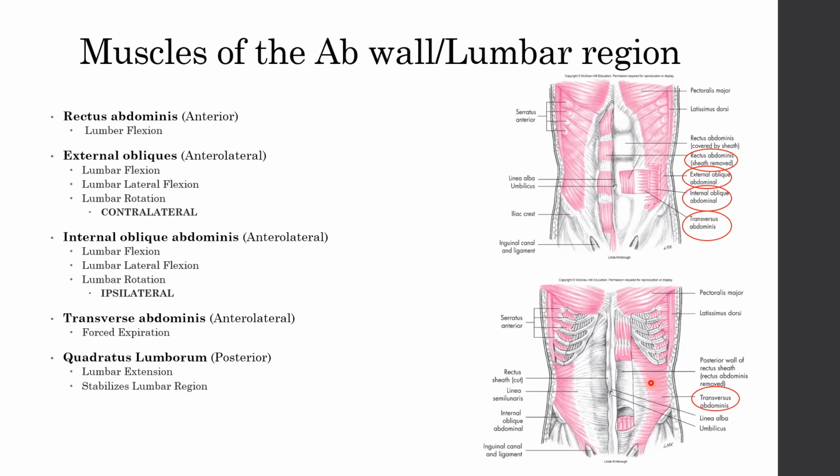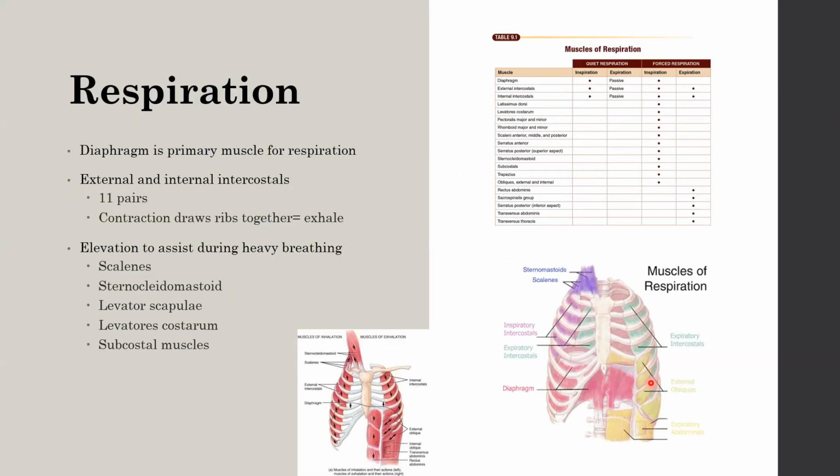And on the posterior side, I did not include a picture. We have our quadratus lumborum. This would be our QL muscles, and this is located more on the posterior inferior aspect of our vertebral column. Contraction of our QL muscles will result in lumbar extension. Because of its attachment site to our pelvic region, it also helps in stabilizing particular portions of our lumbar vertebral column as well.